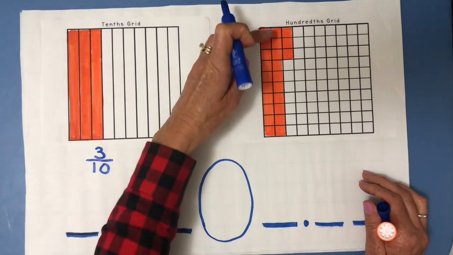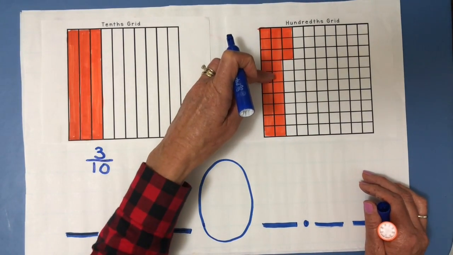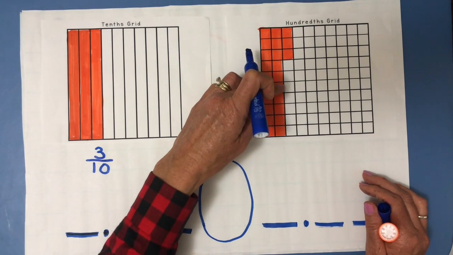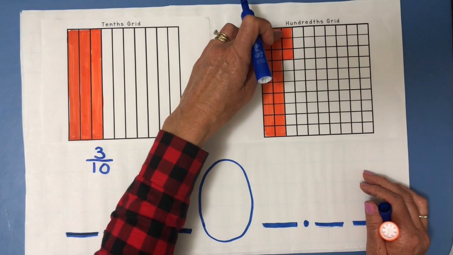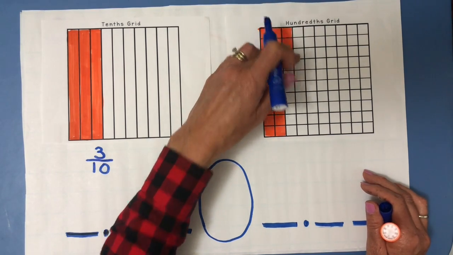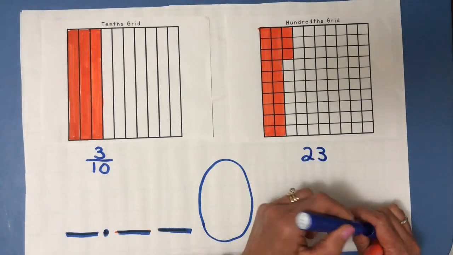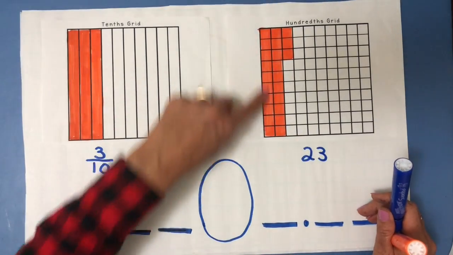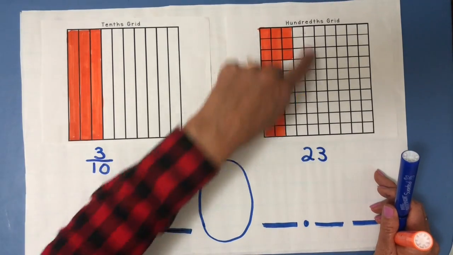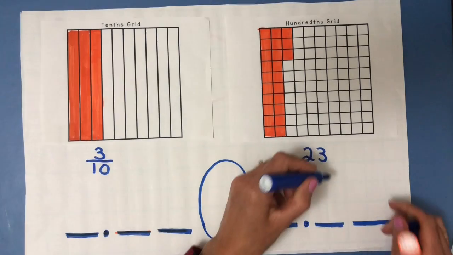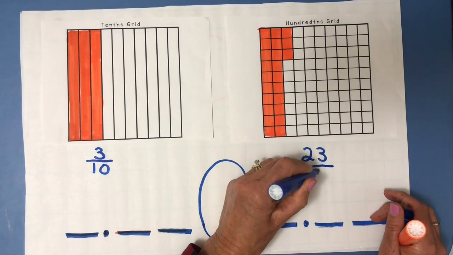And this one is 1, 2, 3, 4, 5, 6, 7, 8, 9, 10, 11, 12, 13, 14, 15, 16, 17, 18, 19, 20, 21, 22, 23. And I think it's hundredths, so let me just see. I know this was 10, so 10, 20, 30, 40, 50, 60, 70, 80, 90, 100. So I've got 100 here.